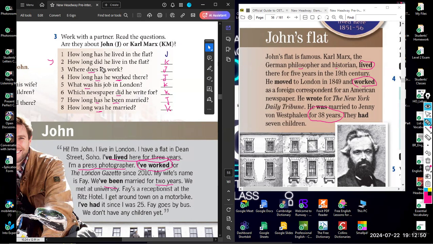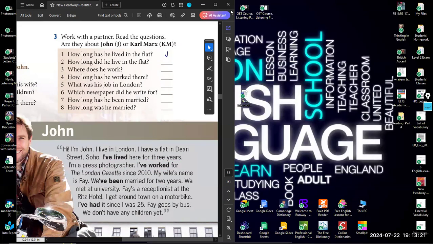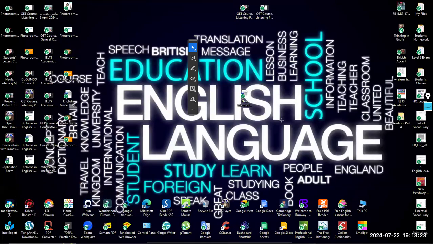So we notice that two tenses are used. One is the present perfect, and all the questions that are in the present perfect are about John, and the simple past is about Karl Marx because now he's gone. But John is still alive. So this is why I used the present perfect, because there is a connection to the present time. And this is something that happened and finished in the past. So this is again the biggest difference between the simple past and the present perfect. Okay.